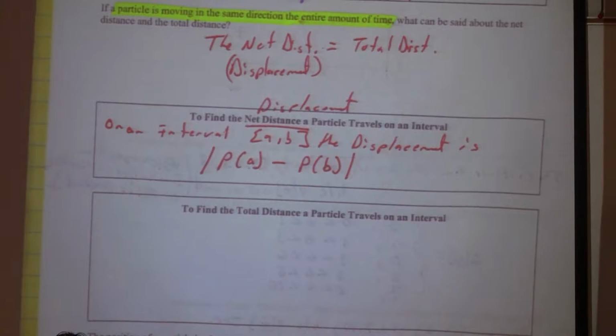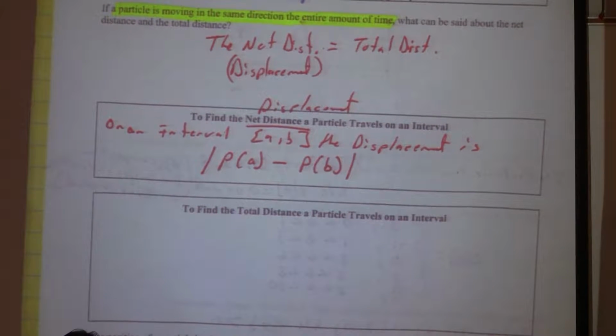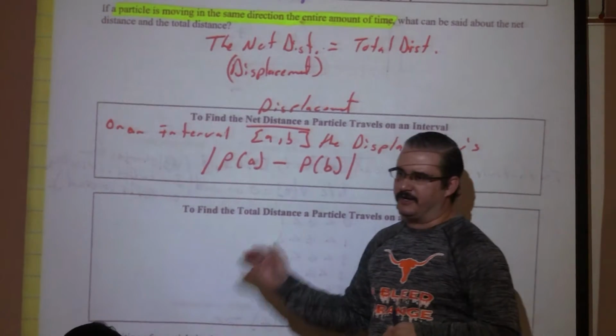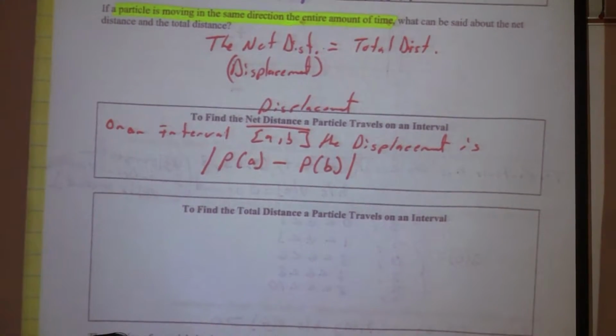Just to try and save time and not have to write that again there in that little box. Is that okay? I can rewrite it for you if you want to have it there. So we would use the same formula that I have here as long as the particle moves in the same direction. How would I know that the particle is moving in the same direction the whole time?